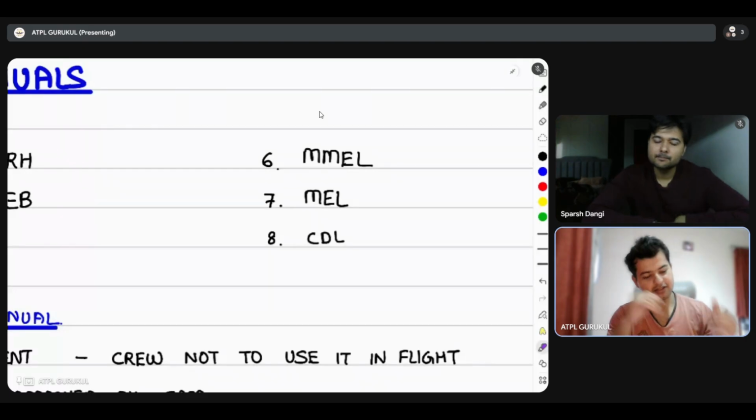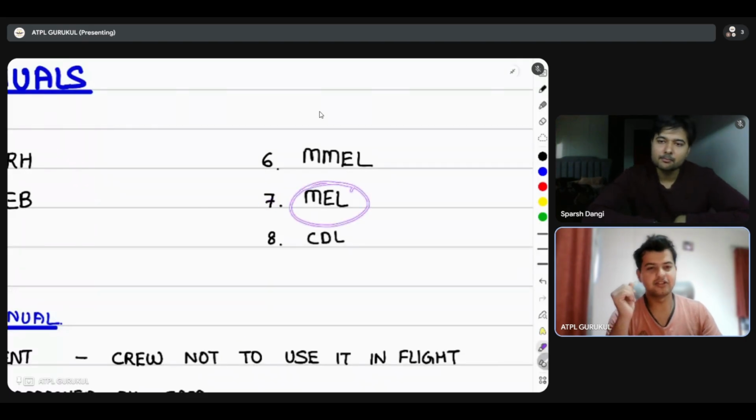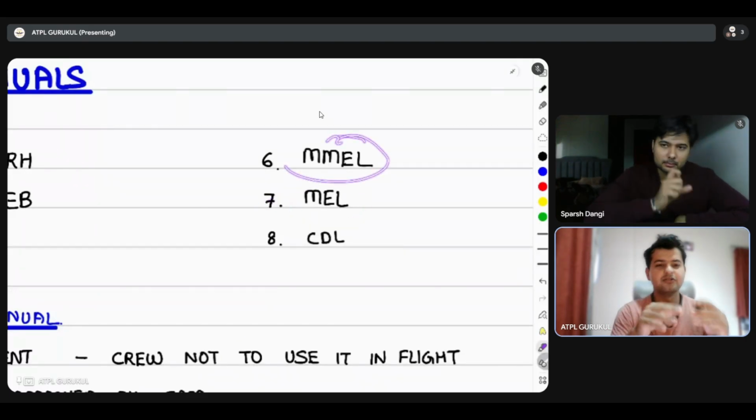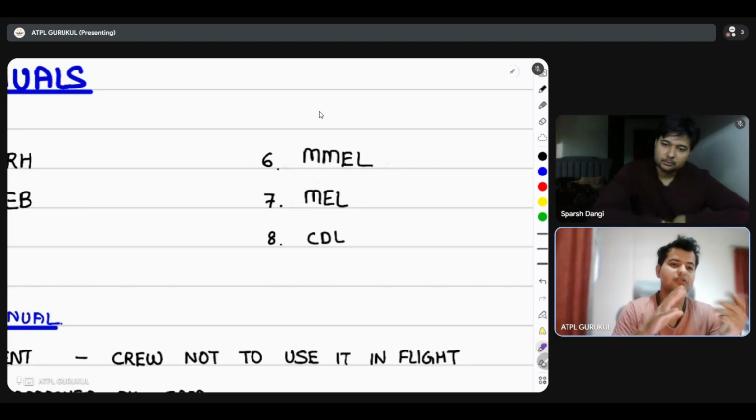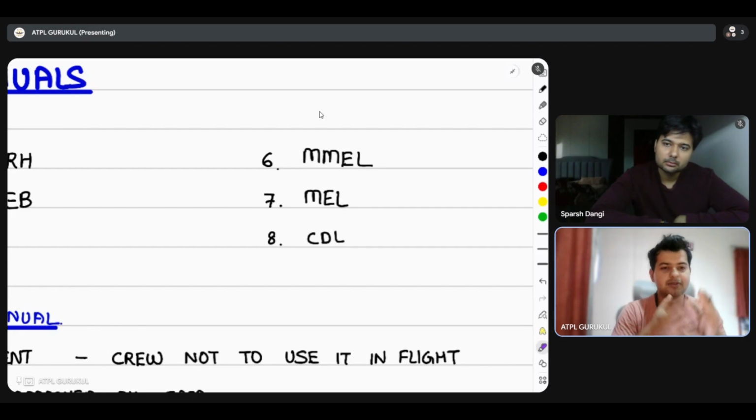So when something is not available in your aircraft, it not only tells you whether you can go or not, but it also tells you what procedure to follow, what operational considerations you have to make. It also tells you what flight limitations you have because of that particular fault. Many a times, for example, can you go without speed brakes? Yes, you can go without speed brakes, but in that case your maximum flight level is flight level 330.